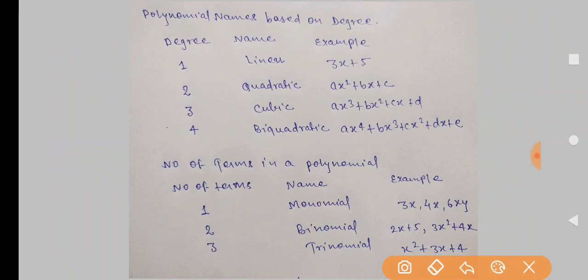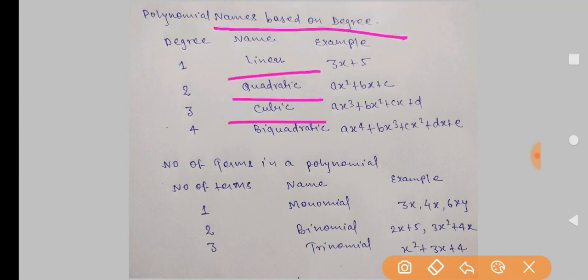Now we should understand about the many kinds of polynomials, which are named based on the number of terms and on degree. Polynomials based on degree are linear, quadratic, cubic and biquadratic. A linear polynomial has degree 1, a quadratic polynomial has degree 2, a cubic polynomial has degree 3, and a biquadratic polynomial has degree 4. That means we name the polynomials according to degree.